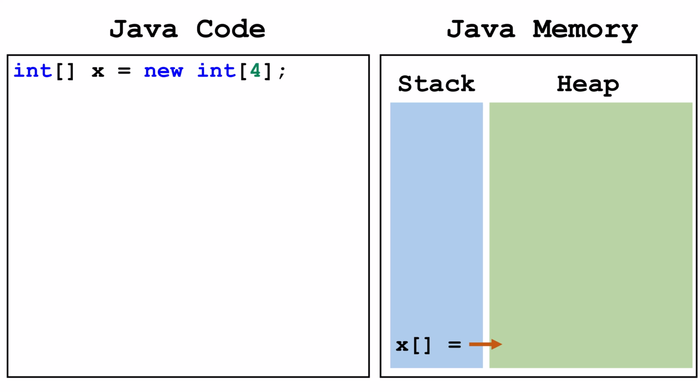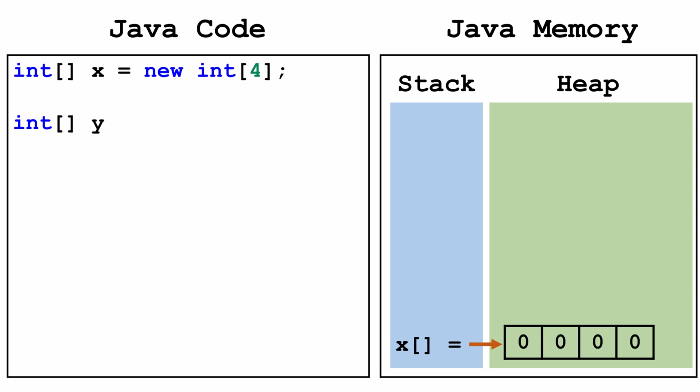Like with all object types in Java, the stack memory holds the variable name and a pointer to an object. The object itself is stored in heap memory. These values will default to 0 because it is an int array. If it were a double array, they would default to 0.0. If it were a Boolean array, they would default to false. If it were any type of object array, the values would default to null.